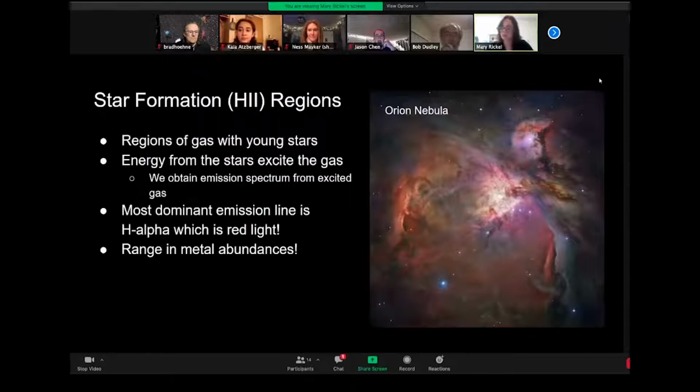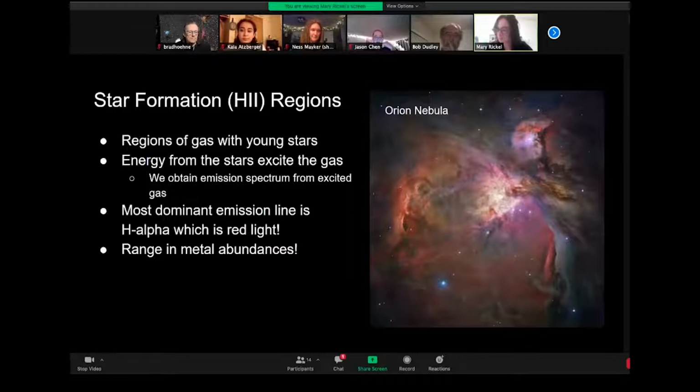And we can see on the right, we've got the Orion Nebula. We have areas of red visible light. In addition, we find that H2 regions, star formation regions, also range in metal abundances. And we'll talk a little bit more about why this is important and how this will also correlate into temperature and the relationship that we find with that.